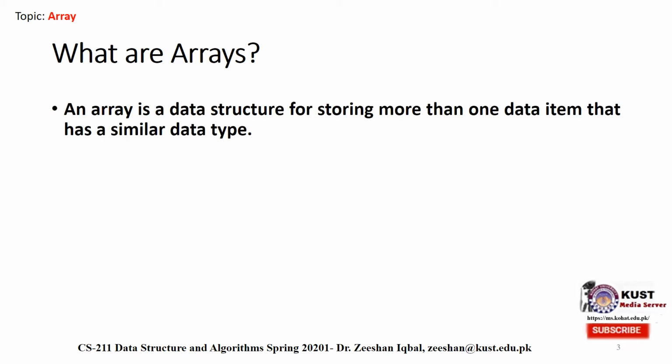Array is a container which can hold a fixed number of items, and these items should be of the same type. Most of the data structures make use of arrays to implement their algorithms. Formally, we can define array as: an array is a data structure for storing more than one item that has similar data type.